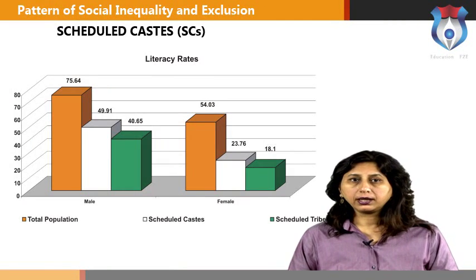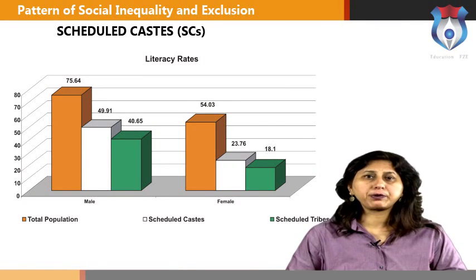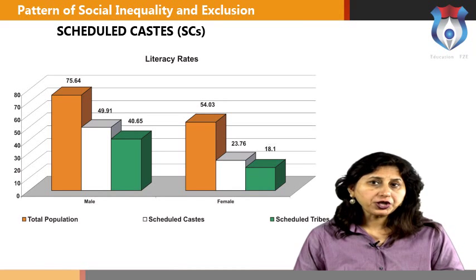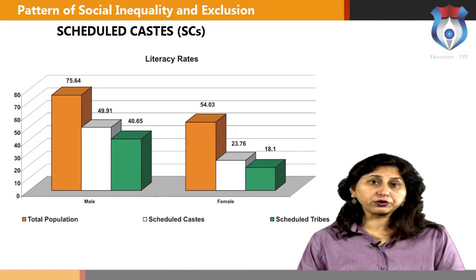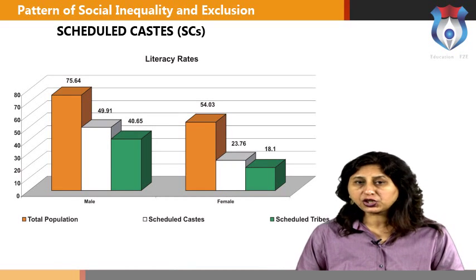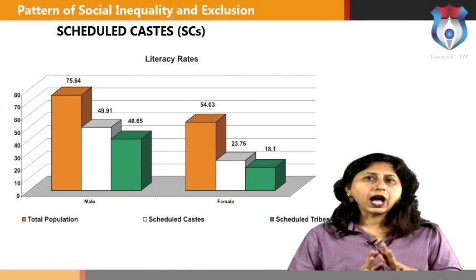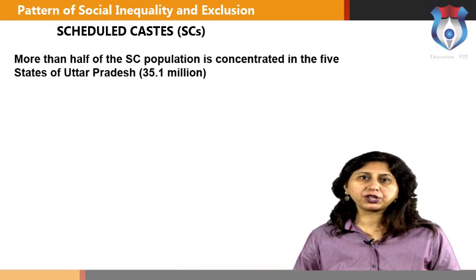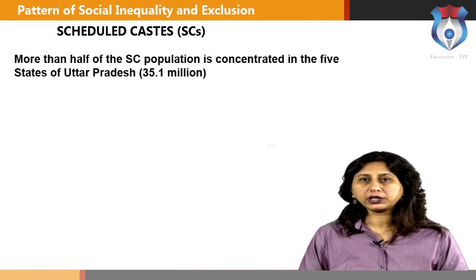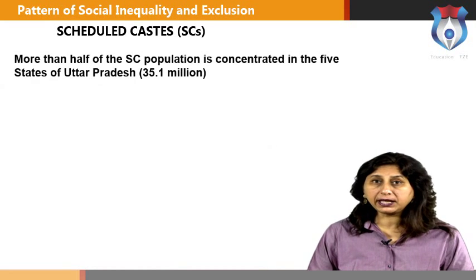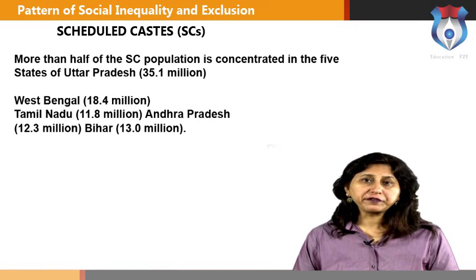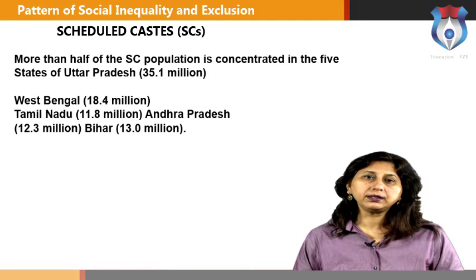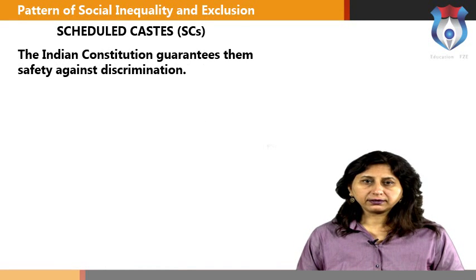sense of self-worth. People belonging to SC communities are spread all over the country, with 80% of them living in the rural areas. They constitute more than a fifth of the population of Uttar Pradesh, Punjab, Himachal Pradesh and West Bengal. Punjab has the highest proportion of SCs to the state population. More than half of the SC population is concentrated in the five states of Uttar Pradesh, 35.1 million, West Bengal 18.4 million, Tamil Nadu 11.8 million, Andhra Pradesh 12.3 million and Bihar 13.0 million.